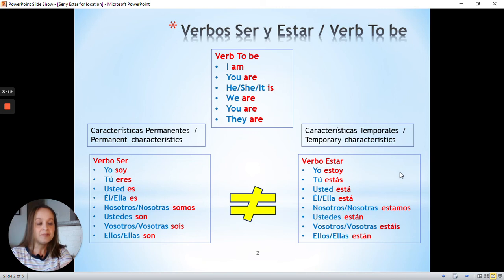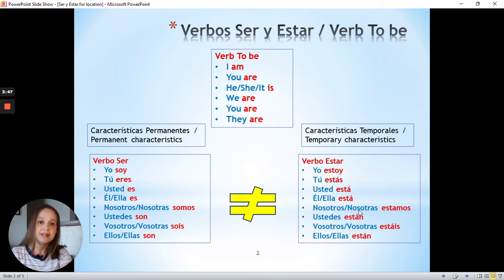Then in this part of the slide, we have estar. Estar works for temporary characteristics of the subject. Yo estoy means I am, but for temporary characteristics. Tú estás is second person singular, it means you are, again for temporary. Usted está is second person singular, for formal circumstances. Él está is he is, ella está is she is, for temporary conditions.